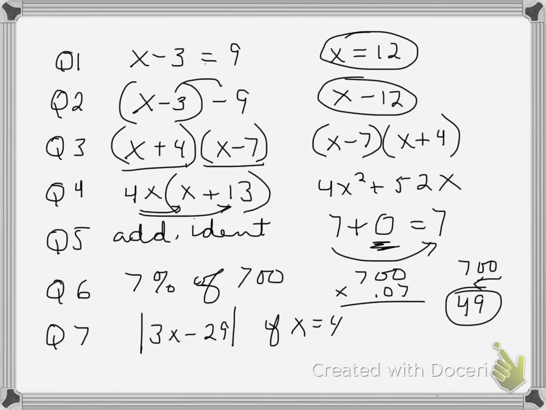Now the next one's an absolute value. It says if x equals 4, so I substitute the 4 every time I see the x right here. And so 4 times 3 is 12. 12 minus 29 would be -17, but I'm taking the absolute value, so the answer there would be 17.